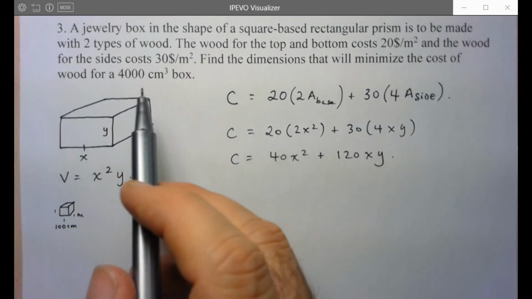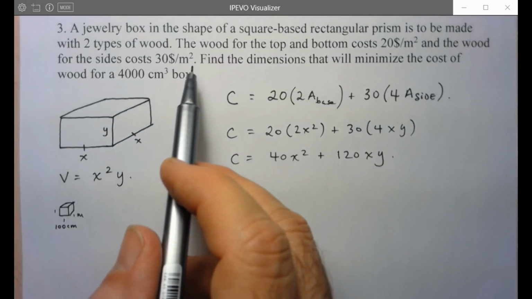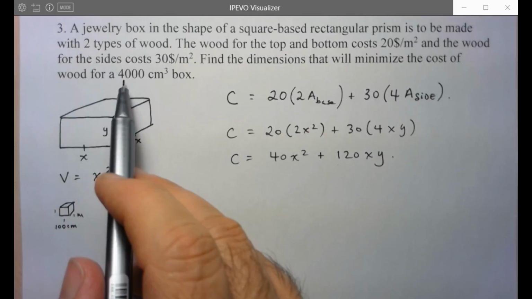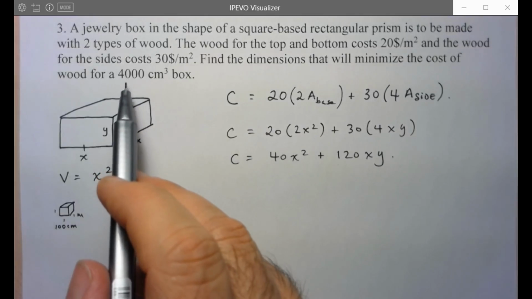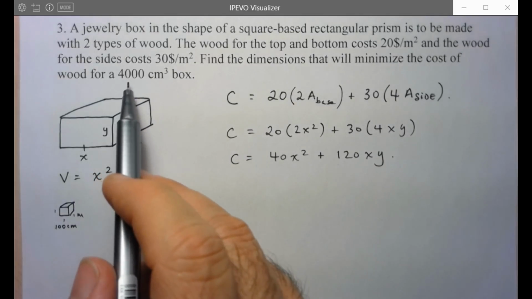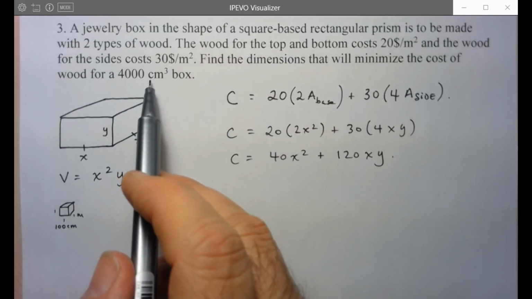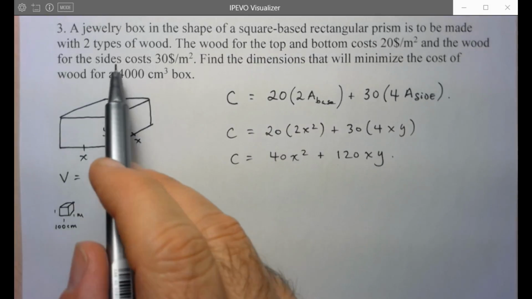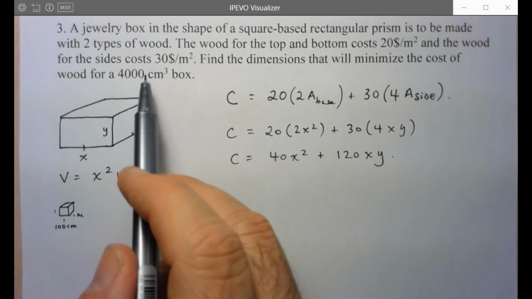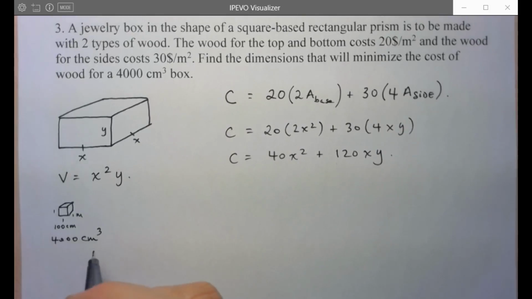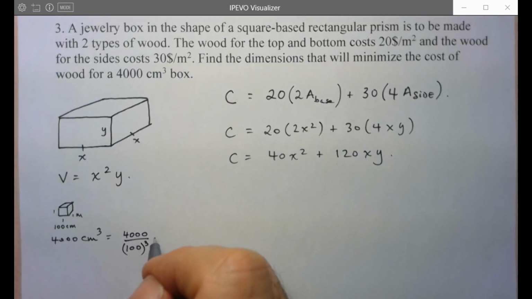As I'm going from centimeters cubed to meters cubed, is my number going to be getting smaller or larger? Definitely, when I'm going from centimeters cubed to meters cubed, my actual number should be getting smaller. So 4,000 centimeters cubed is just going to be equal to my 4,000 divided by 100 cubed, 100 centimeters for each dimension.